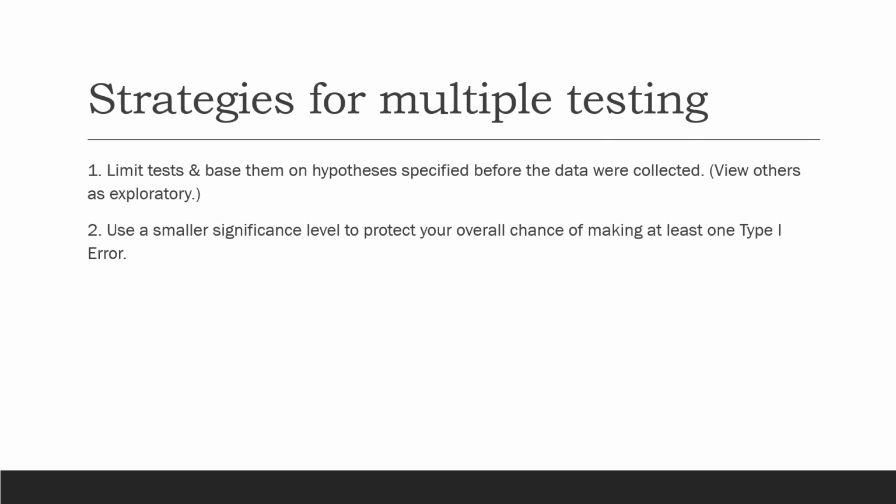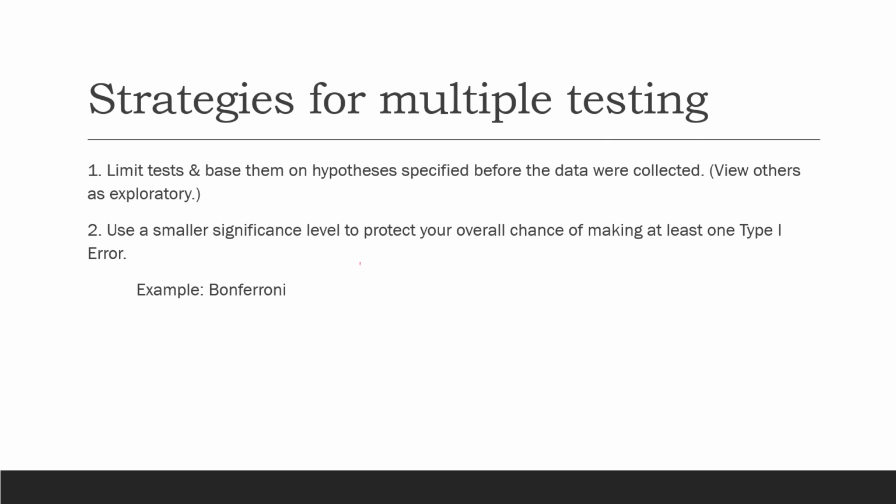If you are going to do a handful of tests, then sometimes it's helpful to use a smaller significance level for each individual test in order to protect the overall chance that you're going to make at least one type 1 error. One common way to do this is with what's called the Bonferroni method. There are tons of other methods too, each with their own strengths and weaknesses, but the Bonferroni is very simple to understand.